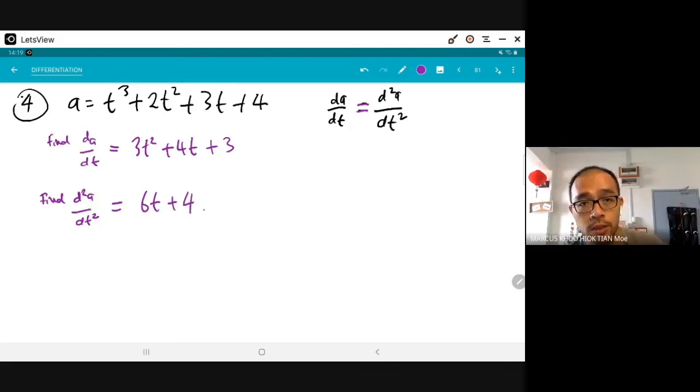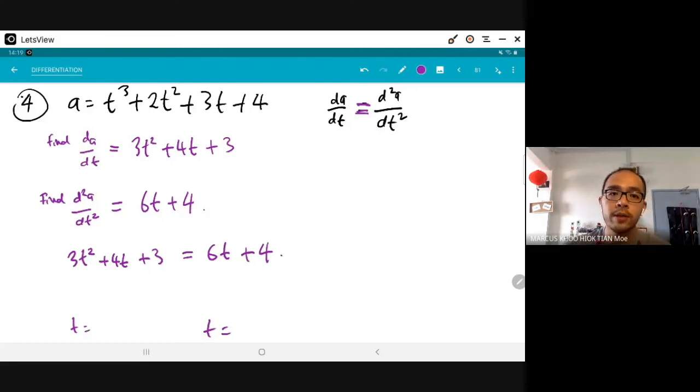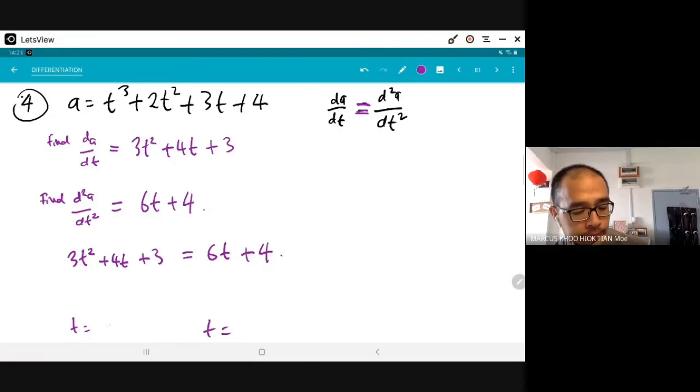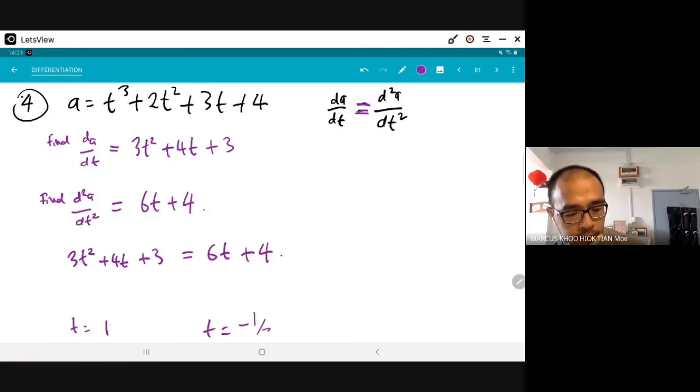Okay, so since it is equal, so kita kasih equate lah, 3t squared plus 4t plus 3 equals to 6t plus 4. Okay, there are going to be two values of t. So t equals to scan dan scan. Okay, try to do this now, please. t equals 1, negative 1 over 3. Okay, negative 1 over 3.